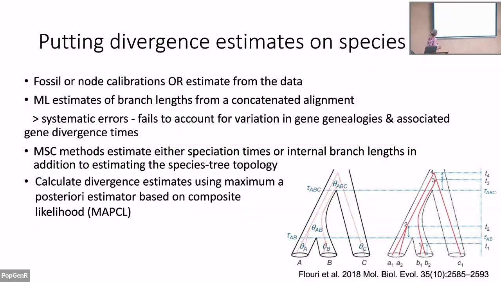And then lastly, I just want to touch on thinking about divergence estimates of species trees. So I'm one of those people who really like to just see the topology. Although I'm interested in the branch lengths, I kind of want to estimate divergence times after.